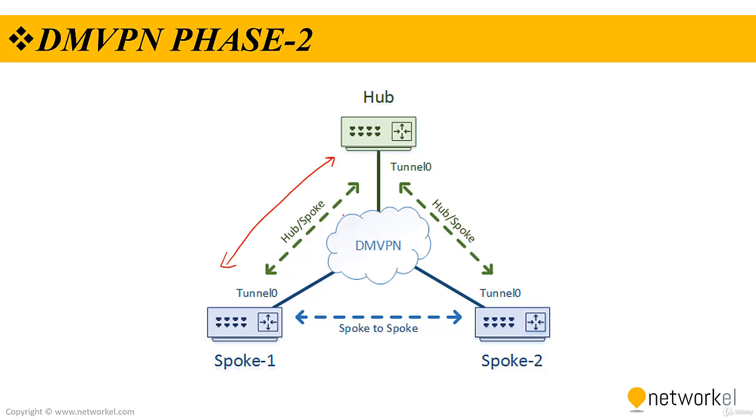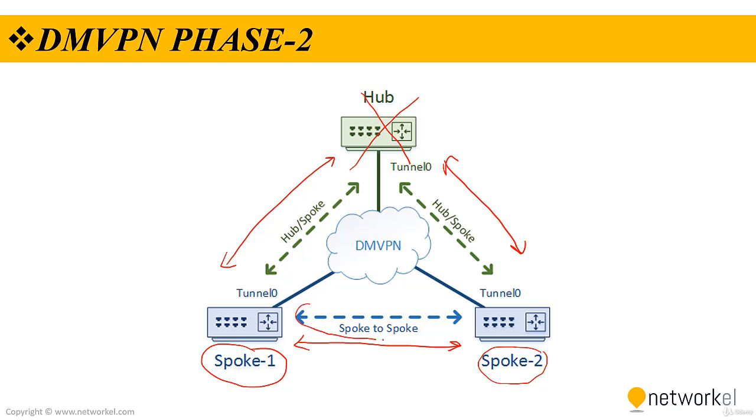So on DMVPN Phase 2, we again have spoke-to-hub tunnels. You can see in here we have these, but spoke-to-spoke tunnels are also in here. So if spoke 1 wants to communicate with spoke 2, the traffic does not have to go over the hub this time. These spokes can communicate with each other by using the dynamically created spoke-to-spoke tunnel.